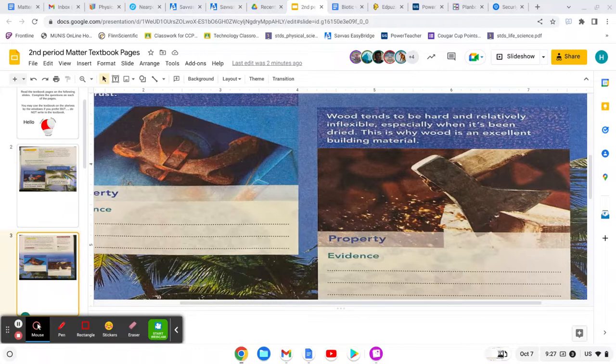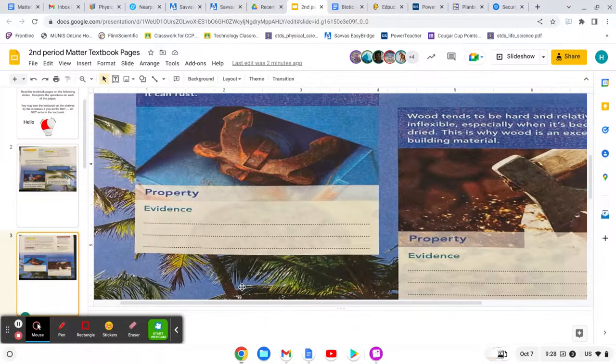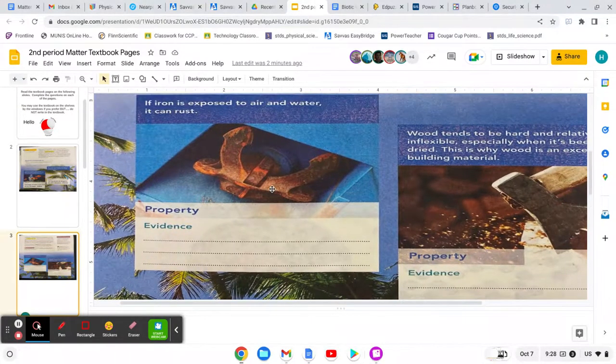So we're going to look at the images in figure 2 and read their captions. The images and captions will help you determine whether chemical or physical properties are being described. So go ahead and look at your screen. And the first one shows a piece of metal. And it says, if iron is exposed to air and water, it can rust. So what kind of property is that, everybody? Okay, it's chemical. And how do we know that it's chemical? Yeah, it is a form of oxidation.